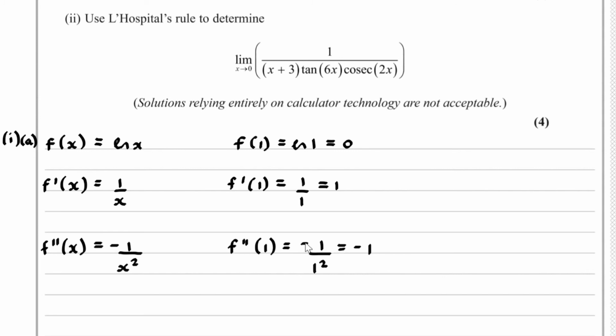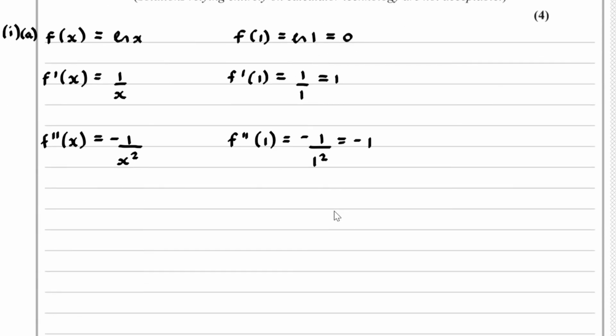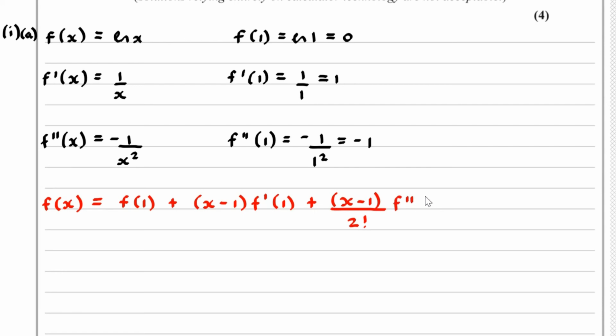So what we can now do is use the Taylor series expansion, and if we were to use the Taylor series expansion, f of x is equal to f of 1 plus x minus 1 times by f dash of 1 plus x minus 1 over 2 factorial times by f double dash of 1 plus higher order terms.